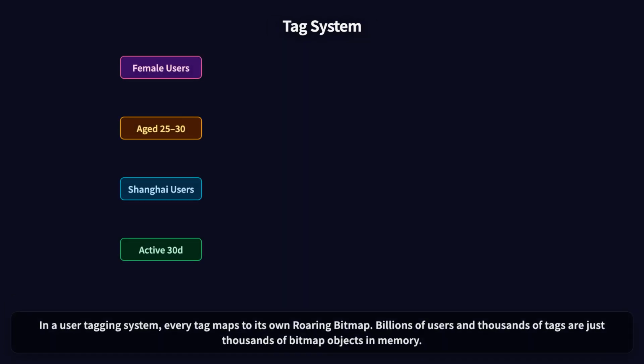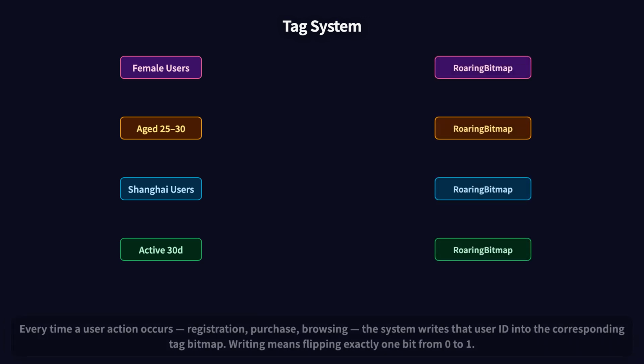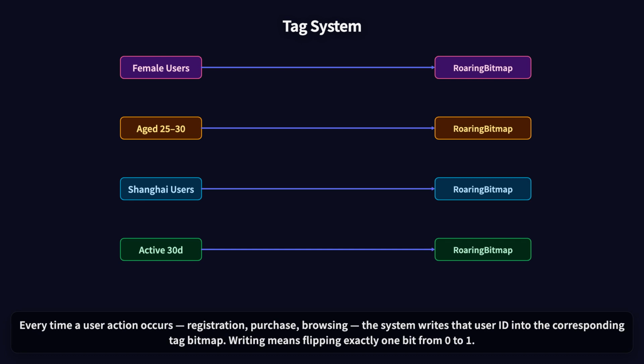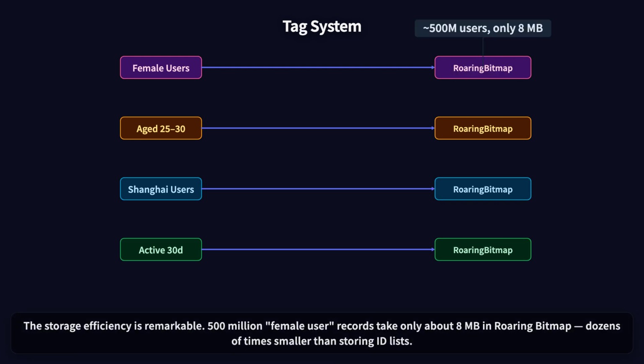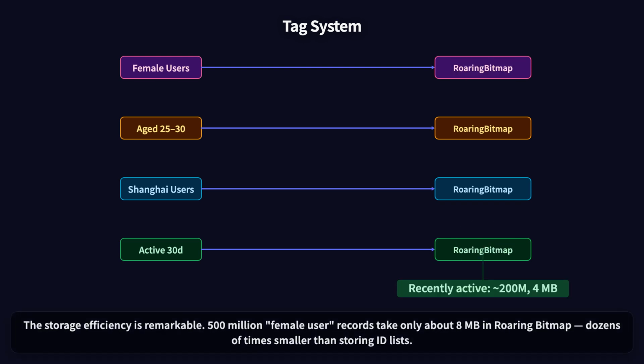In a user tagging system, every tag maps to its own Roaring Bitmap. Billions of users and thousands of tags are just thousands of bitmap objects in memory. Every time a user action occurs, registration, purchase, browsing, the system writes that user ID into the corresponding tag bitmap. Writing means flipping exactly 1 bit from 0 to 1. The storage efficiency is remarkable. 500 million female user records take only about 8 megabytes in Roaring Bitmap, dozens of times smaller than storing ID lists.